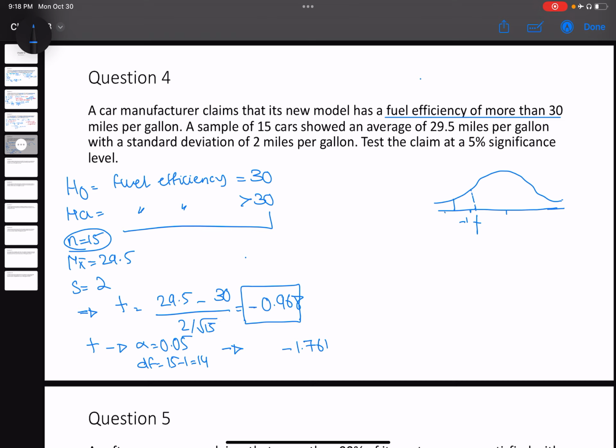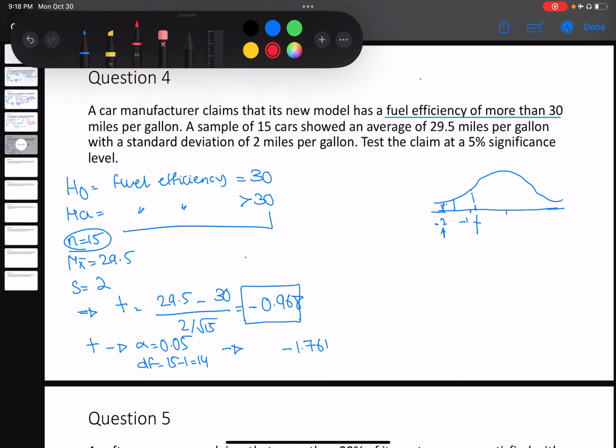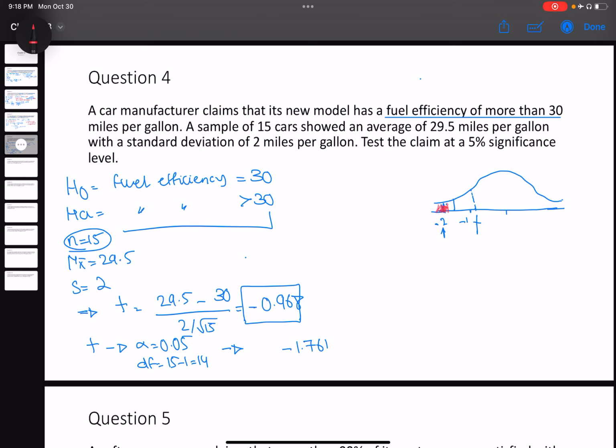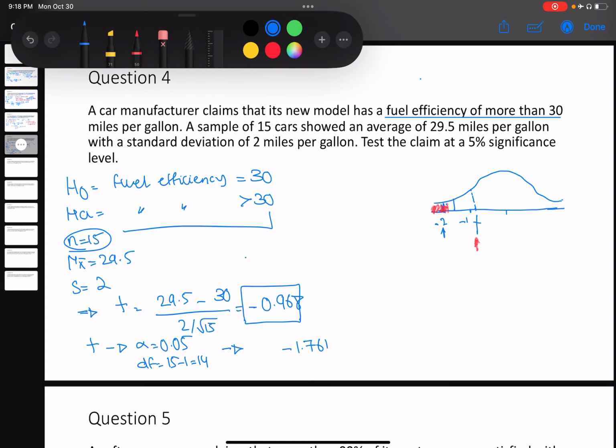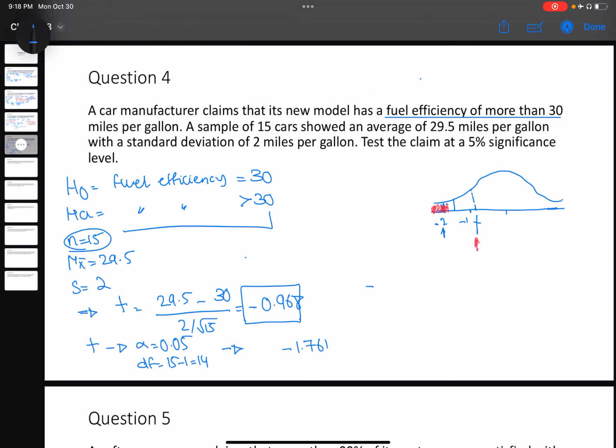For example, it's very close to -2, excuse me, t minus 2. It will fall somewhere here. This will be the rejection region. So this t is not falling in the rejection region because minus 0.968 is not less than minus 1.761.